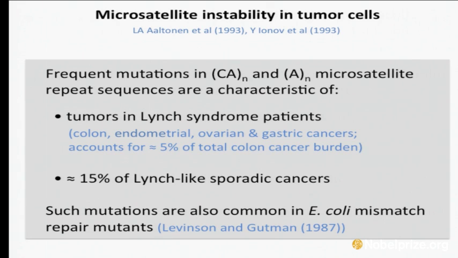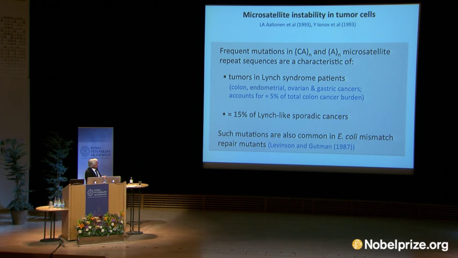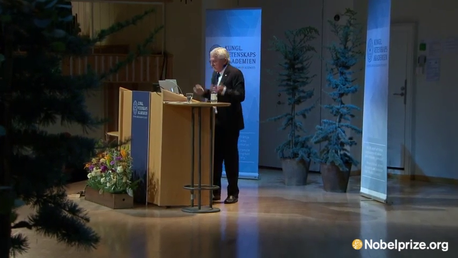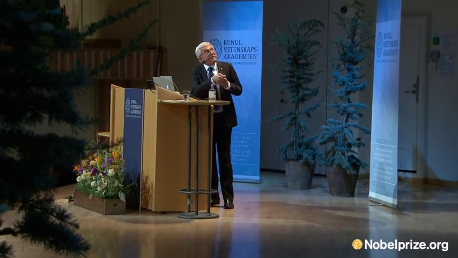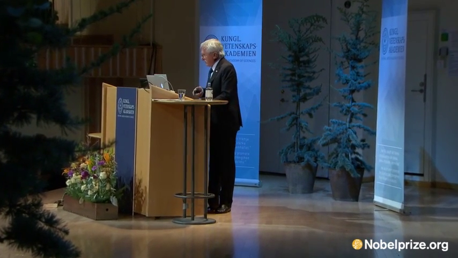And we knew from previous work of Levinson and Gutman that these kinds of mutations are also characteristic of E. coli mismatch repair mutants, so it seemed plausible to us that these tumor cells might be defective in mismatch repair. So we acquired a number. One thing I forgot to mention is this phenotype, that is, frequent mutations in these simple repetitive sequences, called microsatellite instability.